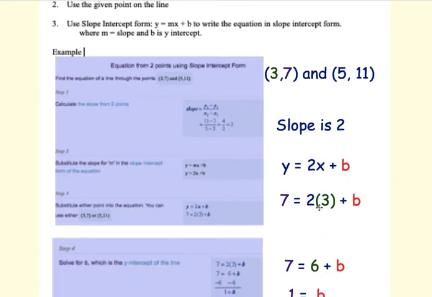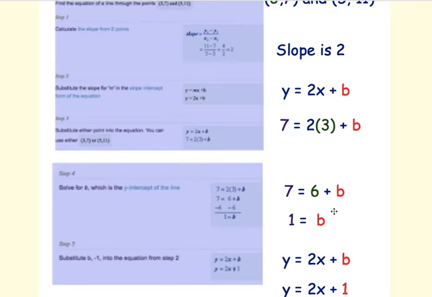And if you remember, 2 times 3 is 6. Then your y is 7. So you're going to get your b is 1. Now regardless, even if you did the 5 and 11, you're still going to get your b is 1. Now what is your b? It's your y-intercept. So I find the slope, I take one of the ordered pairs, I plug it in, and then now I've got my slope, I find my y-intercept, and my answer is y equals 2x plus 1.